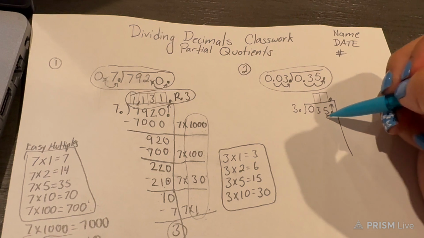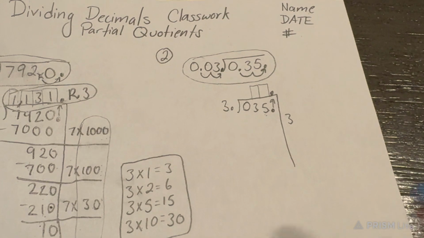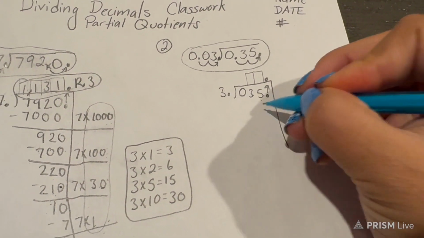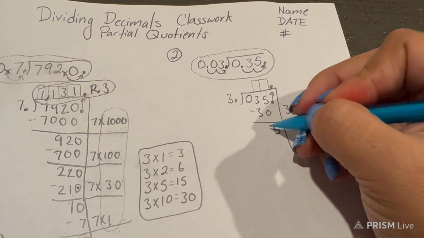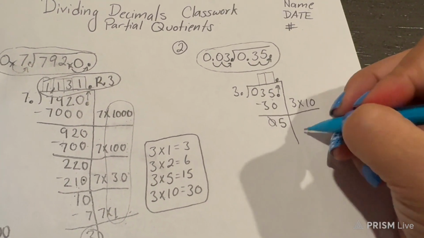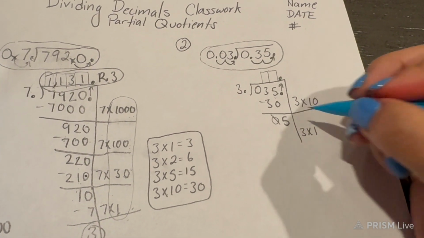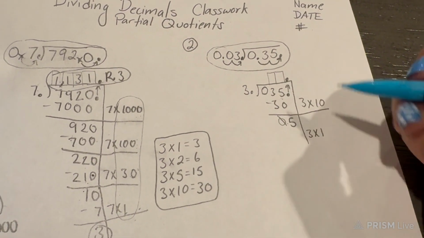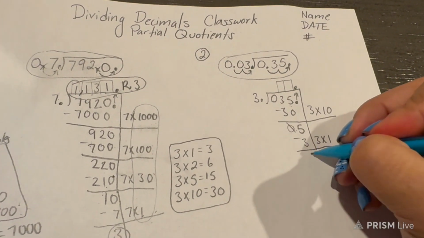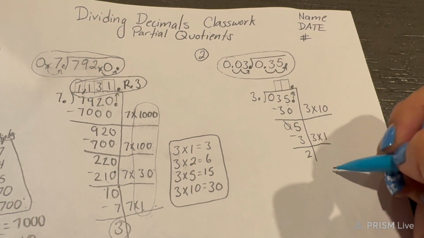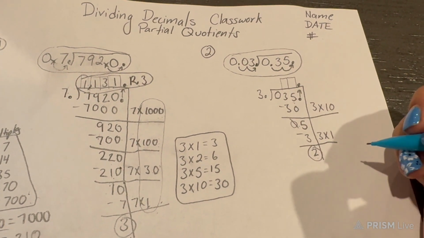So we know that the closest number to 35 on our easy multiples is 30. So I'm gonna go ahead and put 3 times 10 equals 30. 5 minus 0 is 5. 3 minus 3 is 0. So now we're only left with this. And 3 times 1 is the closest we can end up getting to 5. We can't use 6 because it would go over. So I would go 3. And then 5 minus 3 is 2. And we can't do 3 times something equals less than 2. So we know that this is our remainder.